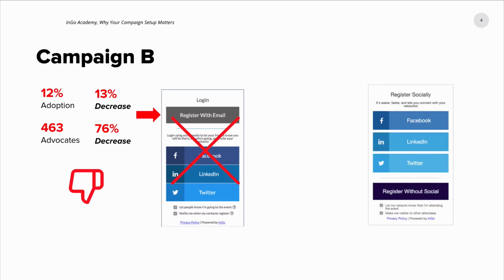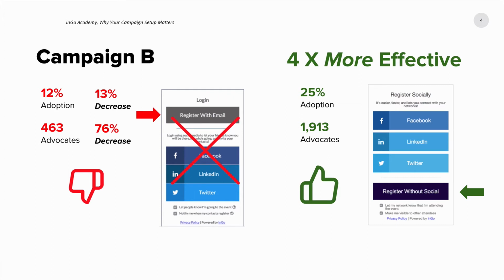The same campaign, year 1, set up their campaign properly. They emphasized the social options at the top and de-emphasized the non-social option at the bottom. This resulted in 25% of its users adopting social media, becoming advocates. This campaign was 4 times more effective.